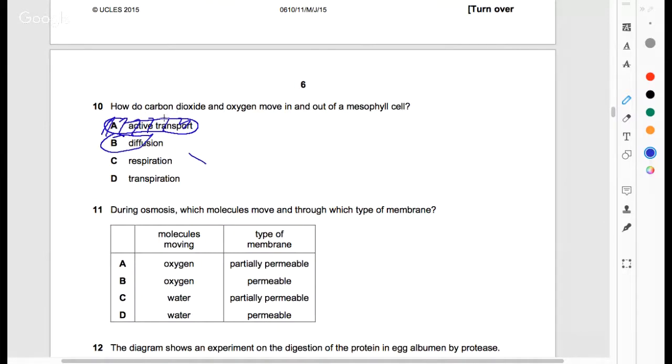Carbon dioxide and oxygen do diffuse into cells. Respiration is what uses up oxygen and produces carbon dioxide, but it's not how they move in and out of the cell. And transpiration is the process of moving water up the plant through the xylem vessels and then out through the stomata, but that's not how carbon dioxide moves. So B is the correct answer.